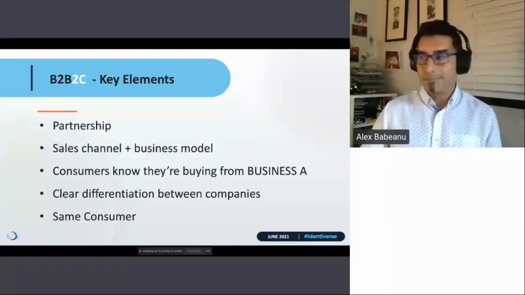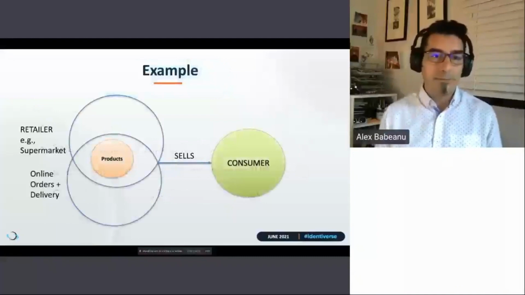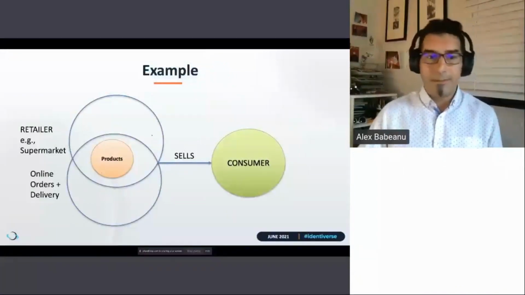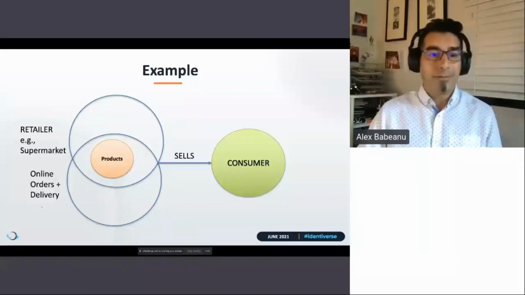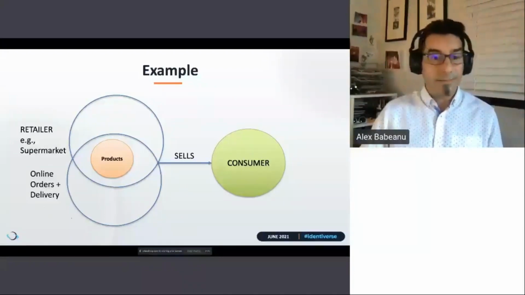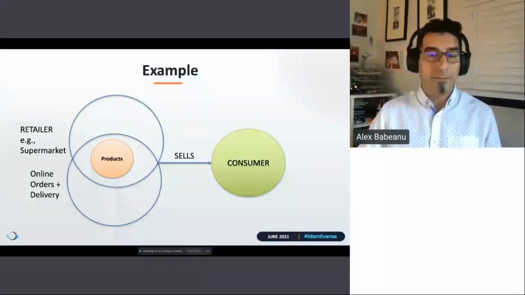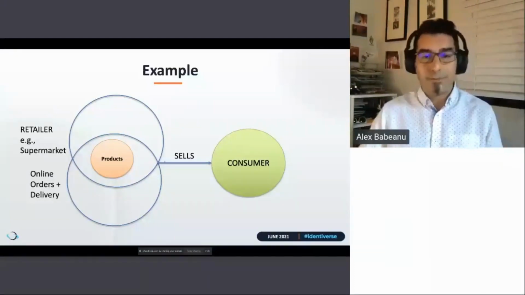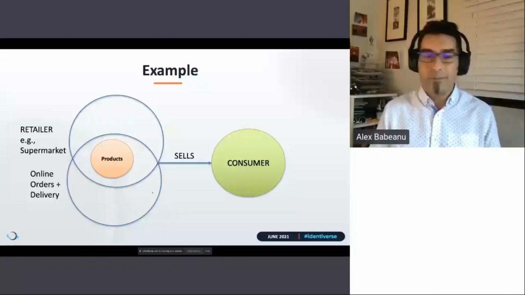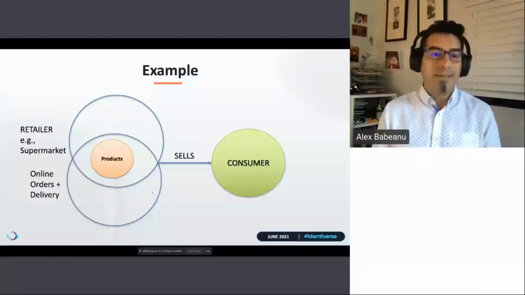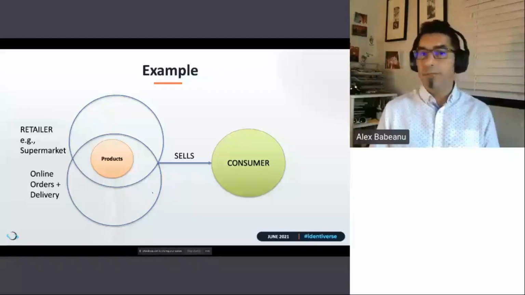And it's the same consumer in both cases. Now, here's an example of B2B2C. Let's say that we are a retailer, and that's our core business, and so we sell products in supermarkets. Now, we partner up with an online delivery and ordering system in order to sell our products to the same consumer. Now, the advantage for the consumer is that they can choose to buy the products at the supermarket or online. Great. But there's no limit to the actual number of partners that we may have. Why limit to two? Why not have three or more, and then it would become B2B to B to C or B2B to star.